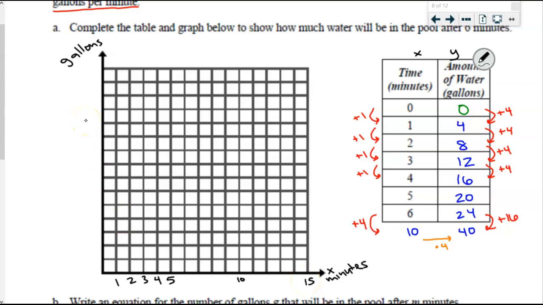Quick check-in at your table. Gallons, what's going to be a good scale to count by there? You want to do 2s like last time? Yeah, is 4s going to work this time? Better than the last time, right? So can I count by 4s now? Yeah, I can. You make a choice. Do you want to count by 2s? Do you want to count by 4s? That's up to you.